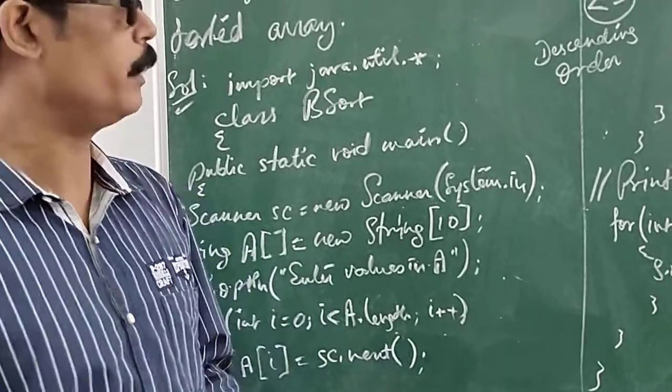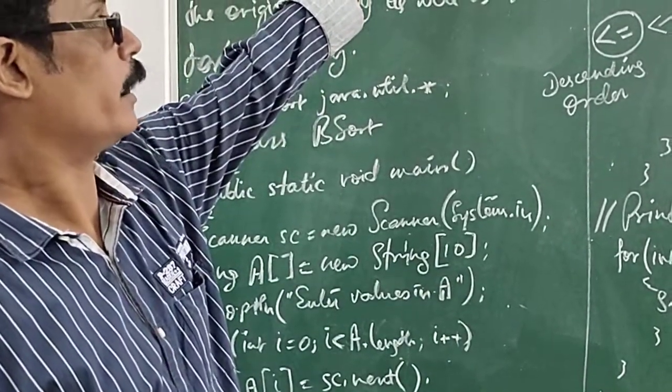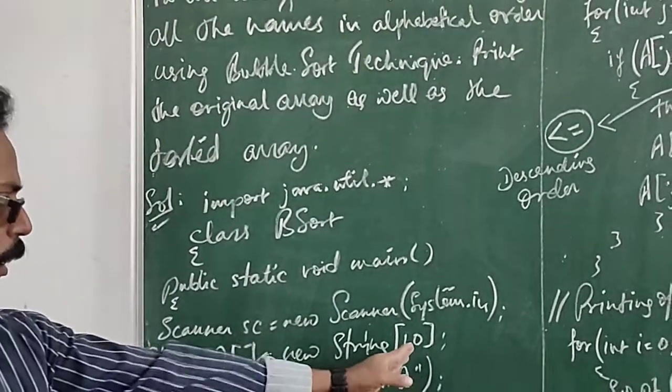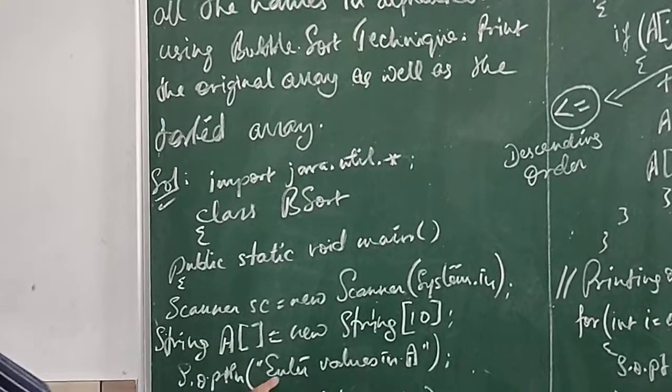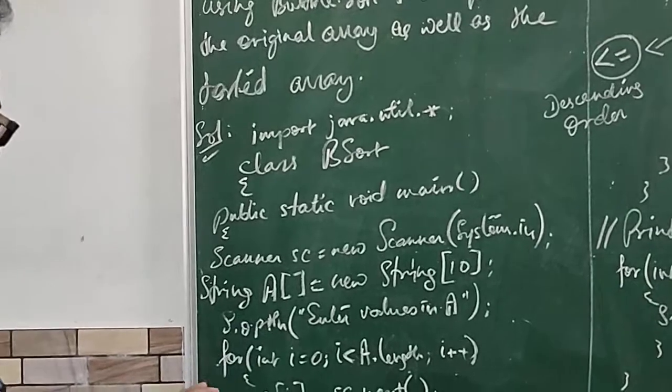That depends; if it is 20, then 20. It depends on the question, on how many names are to be taken. That is the dimension or the length of the array. System.out.println, enter values in A. So now you enter the city names. How are you going to enter the city names?